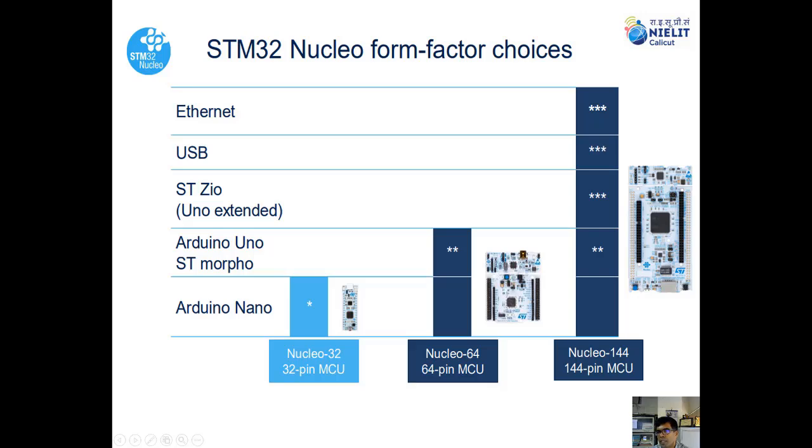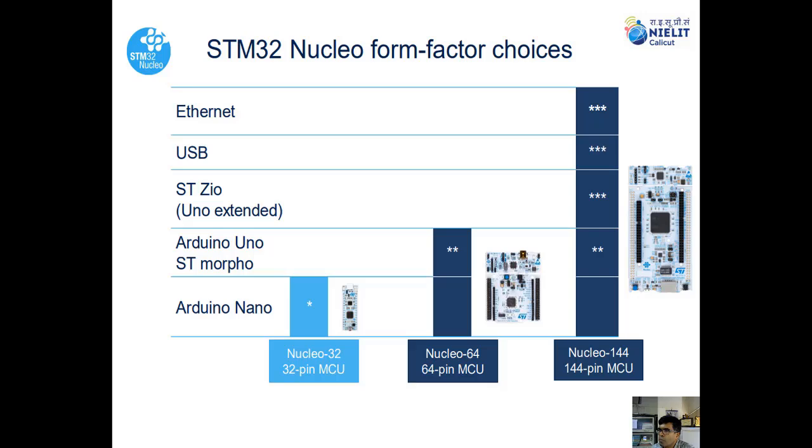And coming to the Nucleo, there are different choices available for developers. There are very small Nano-compatible boards. We sometimes call them Nucleo 32, meaning a 32-pin MCU. So you will have only minimal peripherals. It is something equal to the Arduino Nano; that's the comparison we have kept.